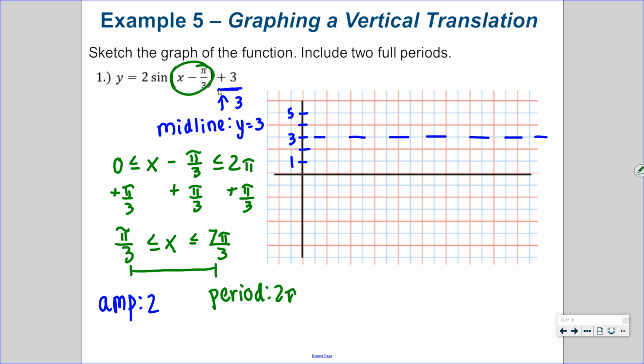And we didn't have a b, meaning a number that's being timed to the x. So that means there's no horizontal stretches or shrinks. But I do have to start at pi/3 and end at 7 pi/3. So this works out pretty nicely to just count up by pi's over 3. So 1/3, 2/3, 3/3, 4/3, 5/3, 6/3, 7/3 would be there.